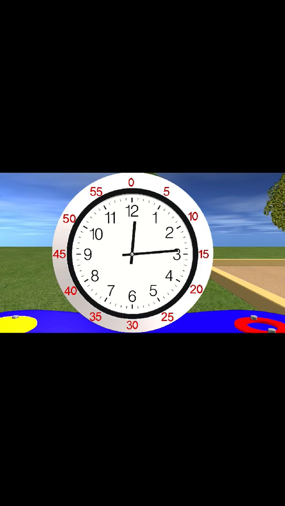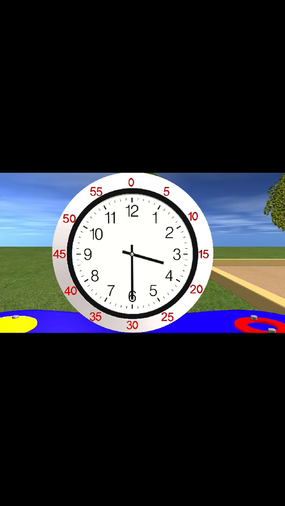Let's look at another one. Remember, we first look at the small hand for the hour. It is halfway between the 3 and the 4, so with just the hour hand, we know it is 3 o'clock. Now we look at the minute hand. It is pointing to the 6. Does that mean it is 3 and 6 minutes?